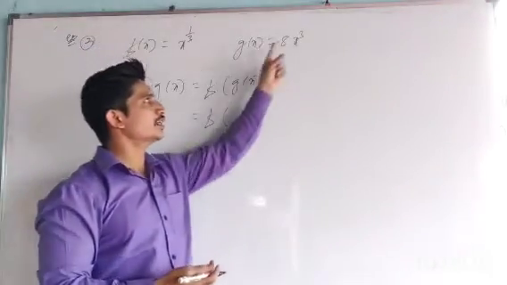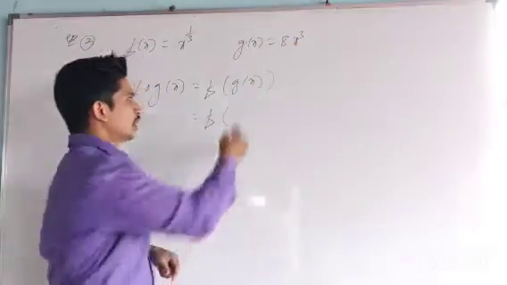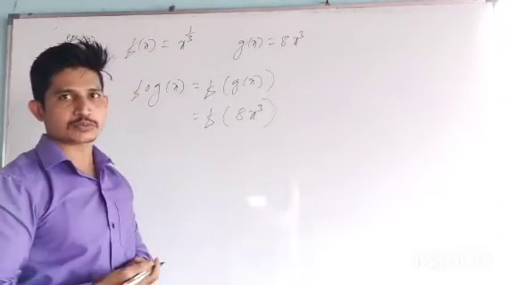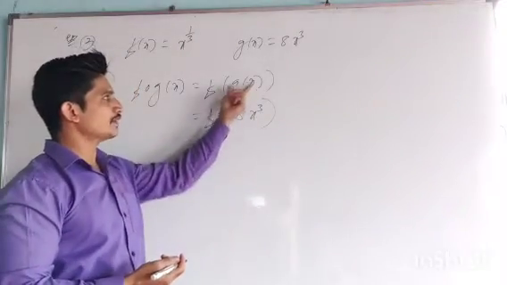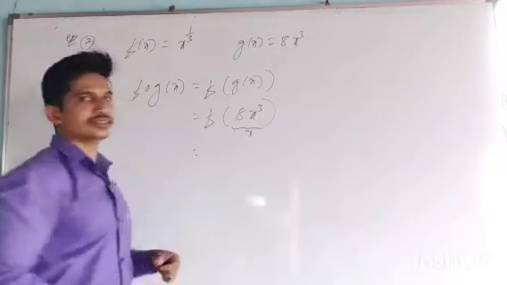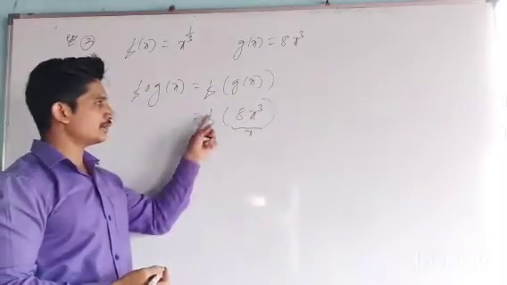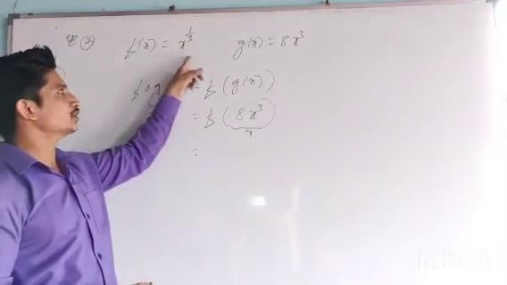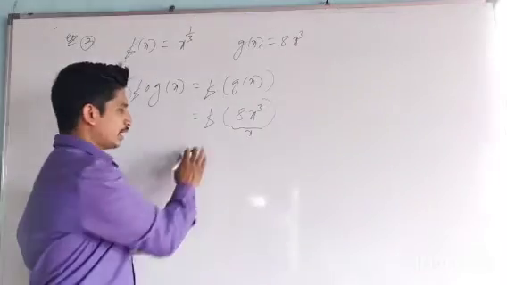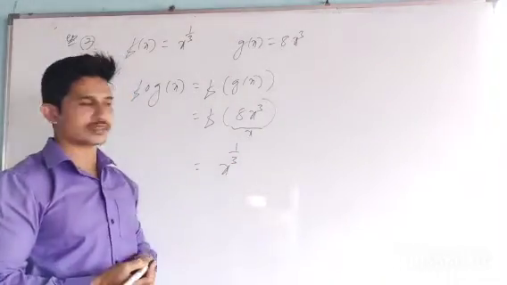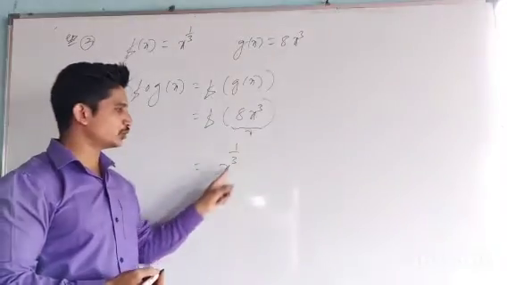G of x is 8x cube, so I'll write g of x is 8x cube. Now the function is f of x, and f of x is x raised to 1 by 3. So I'll write here f of x is x raised to 1 by 3.